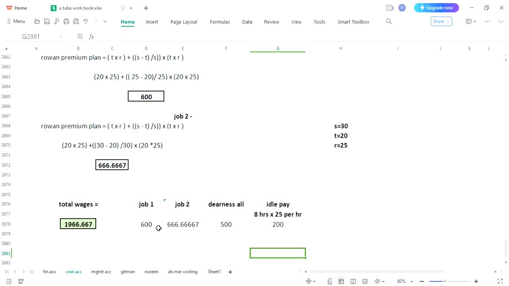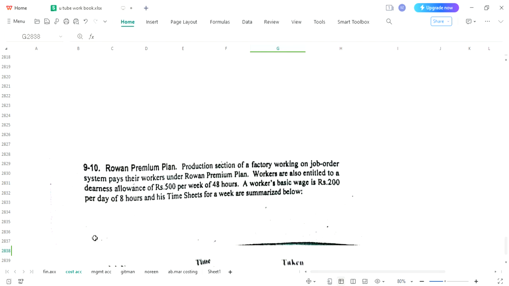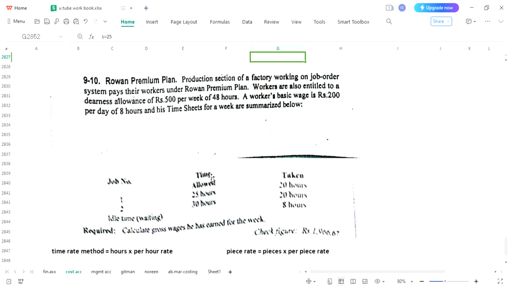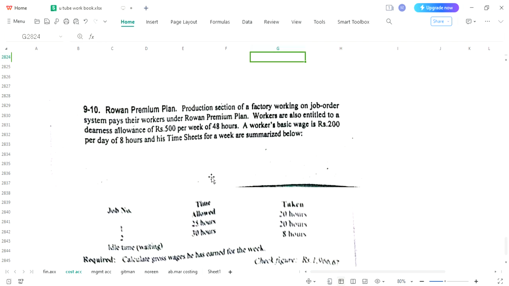Job number 1 he had completed and we are paying him 600. Job number 2 he had completed, paying 666. DNS allowance fixed and idle payment 200. All these 4 factors when they are added, we have got total wages 1966, and finally we have matched the answer as well, 1966. In this way our question number 9.10 has been completed. I'm very hopeful that you have understood. This was a short and simple question.